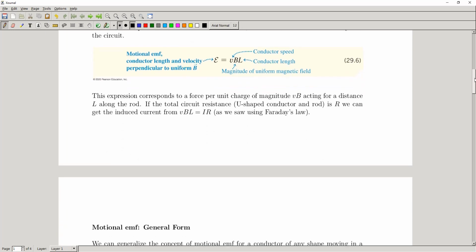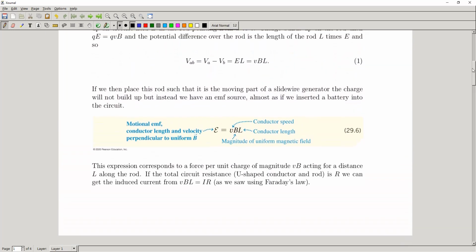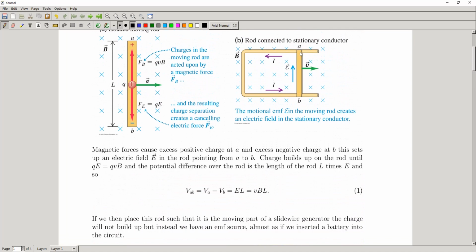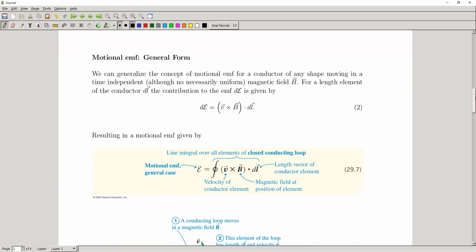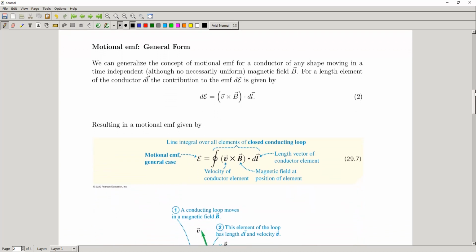Okay. Now we could take this expression and we could make it more general, right? In this case, we're just talking about a slide wire generator with a simple rod moving perpendicular to our magnetic field and moving perpendicular to the length of the rod. But we could do this for a much more general case here. Okay, so we can generalize this motional EMF concept for any conductor of any shape moving in any time-independent, although not necessarily uniform, magnetic field.